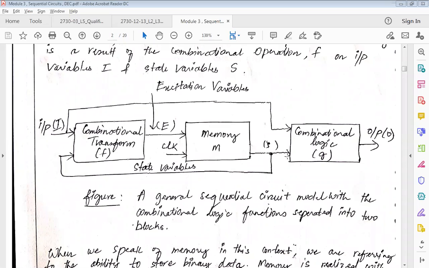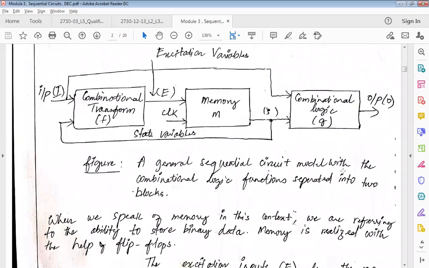So if this function is done, the next task is that it generates outputs. If I add a memory element to it, then I can call it a what? Sequential. Sequential, right? Correct. So I think we are clear with this diagram here, right?